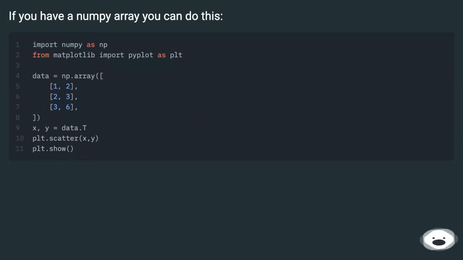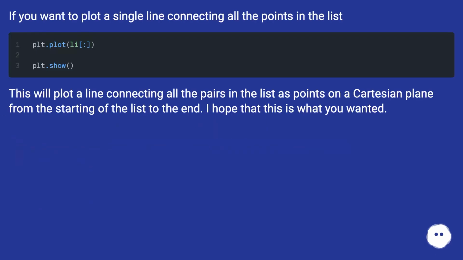If you have a numpy array, you can do this. If you want to plot a single line connecting all the points in the list, this will plot a line connecting all the pairs in the list as points on a Cartesian plane from the starting of the list to the end. I hope that this is what you wanted.